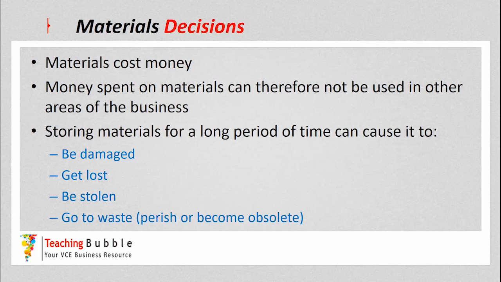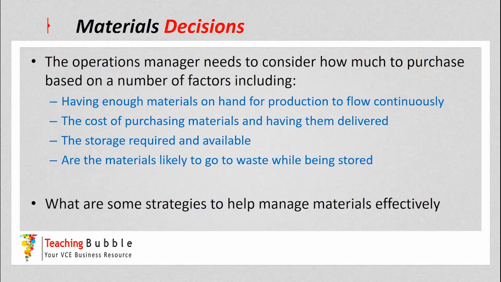Also, storing materials for long periods of time can cause it to be damaged while it sits in storage. It can get lost, it can get stolen, the stock can even go to waste. So for example, it could be that the item is perishable and is in storage past its use by date and therefore needs to be thrown out, or the parts become obsolete and therefore wasted. So there's lots of issues with holding large amounts of stock for long periods of time. So the operations manager needs to consider how much to actually purchase based on a variety of factors, including having enough materials on hand so that production can flow continuously to meet demand.